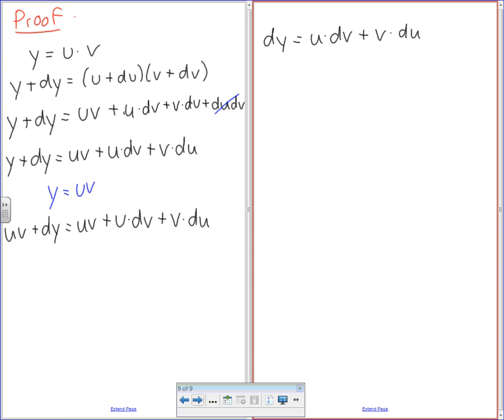I'm going too fast. I'm going to slow down here. Yeah, go ahead. Why did you just cross out du dv? This is a good question. Can someone explain this to him rather than me? Why can I cross out du dv? It's a really, really ridiculously small variable. If du is a very, very small change, multiplied by small numbers, like 1 over a zillion times 1 over a zillion is like nothing.